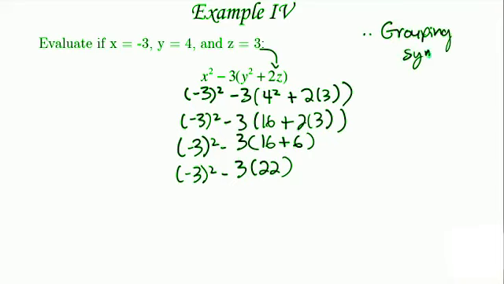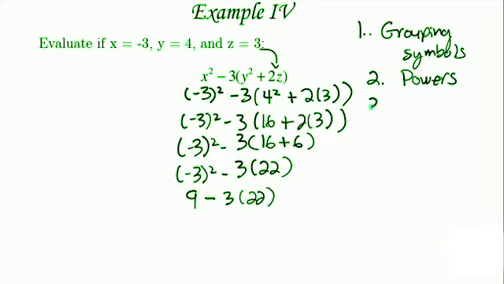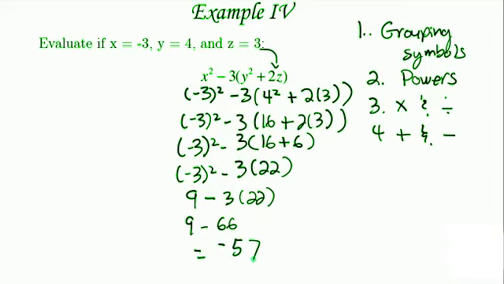And if you need to jot this down until you have it committed to memory, then do so, but you need to get these rules down committed to memory because you're going to use them constantly. So I did my grouping symbols. Now I'm looking at powers, and I do have a power. -3 squared is -3 times 3, and that's 9. Multiply and divide. I do have some multiplication. And finally, add and subtract. And 9 minus 66 is -57.